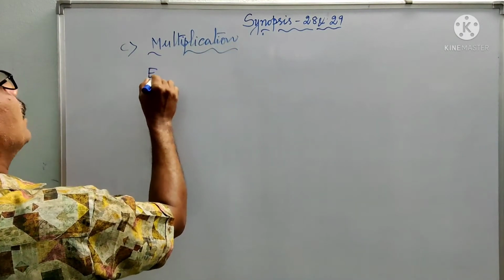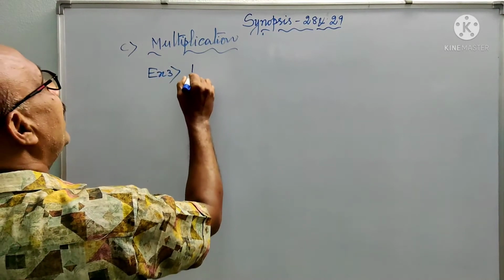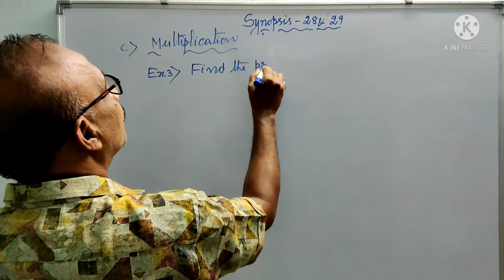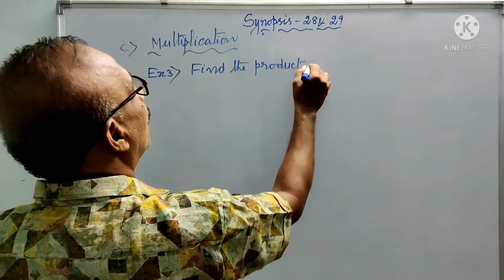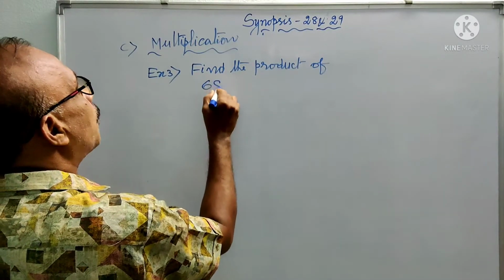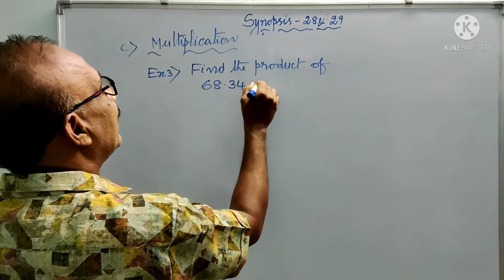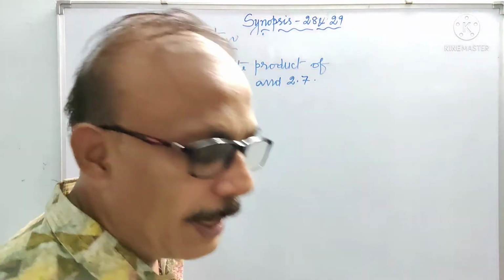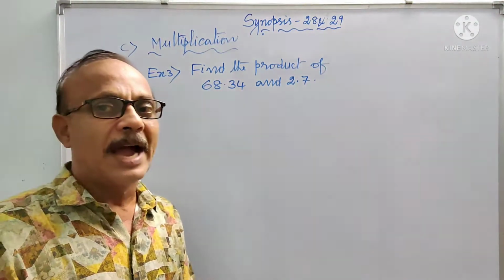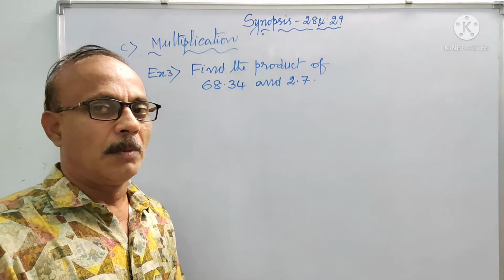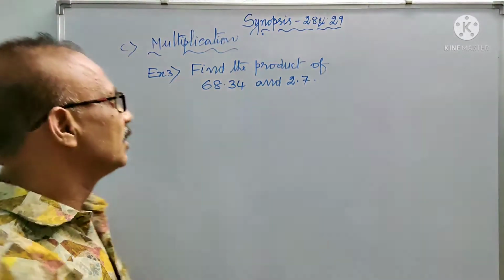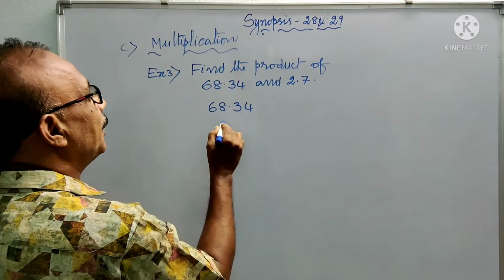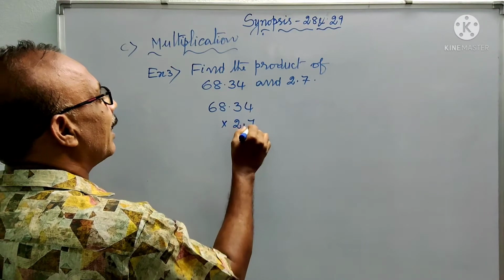So example 3. This also we'll do through an example. Find the product of 68.34 and 2.7. So clearly product means we have to multiply. Product means what we have to do? We have to multiply. So I'll write 68.34 into 2.7.